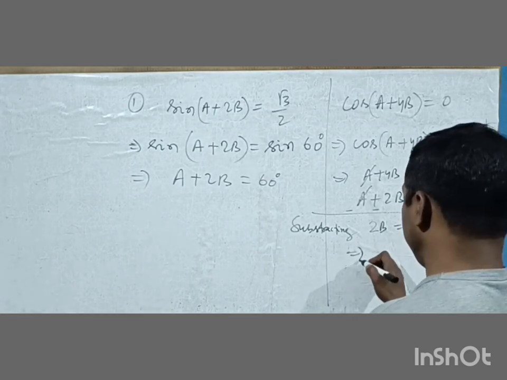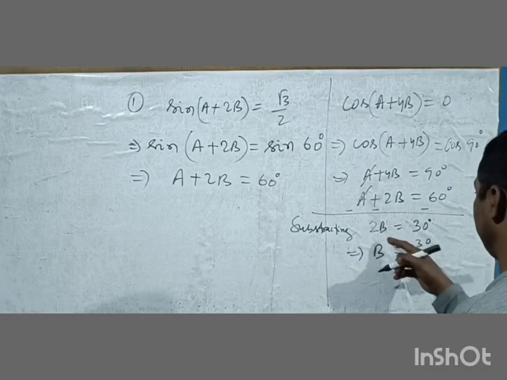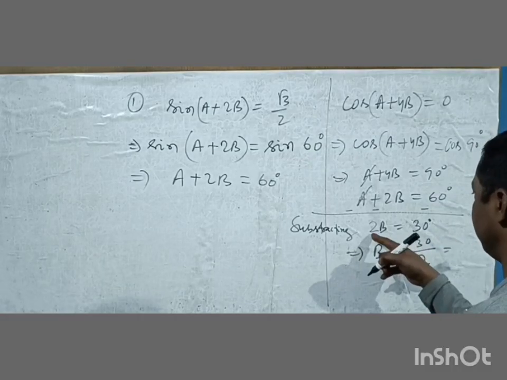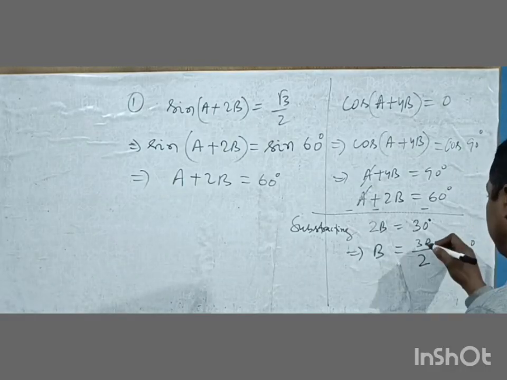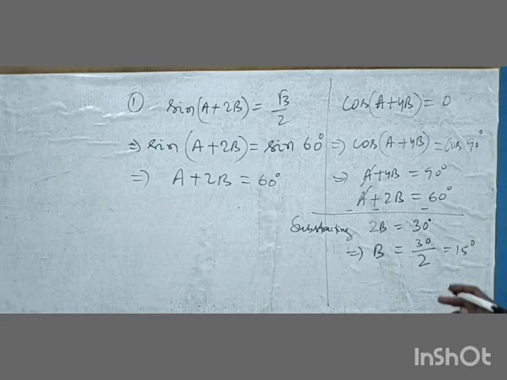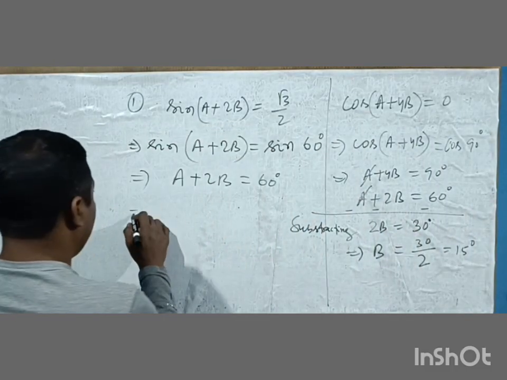So what will be b? 2 into b equals 30. The 2 is multiplied here, so with side changing it is divided here: 30 by 2, 15 degree. So we got the value of b as 15 degree. This is one of the answers. Now we have to find the a value.